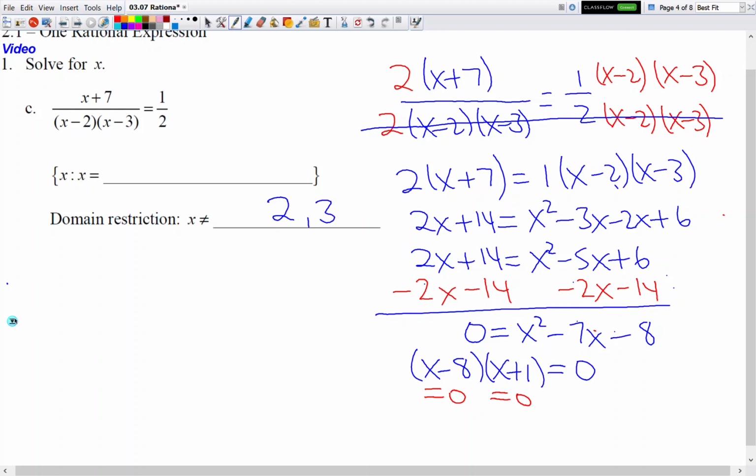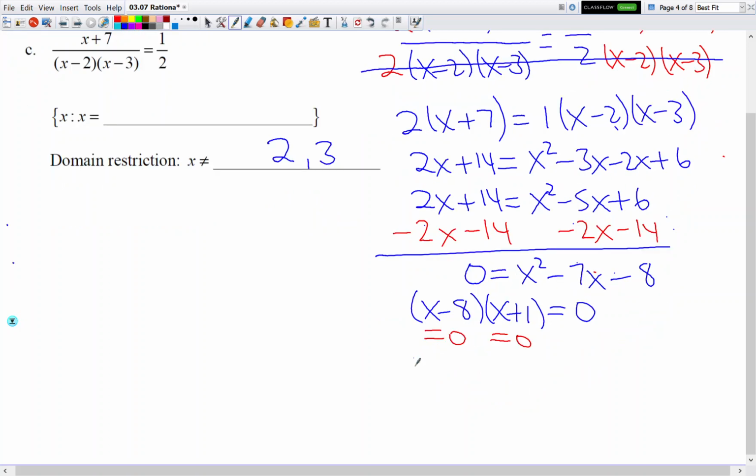So I think I need more space. Let's expand the page. So we got x minus 8 equals 0. So we're going to get x equals 8. And then we got x plus 1 equals 0. So subtract 1 on both sides, we get x equals -1.